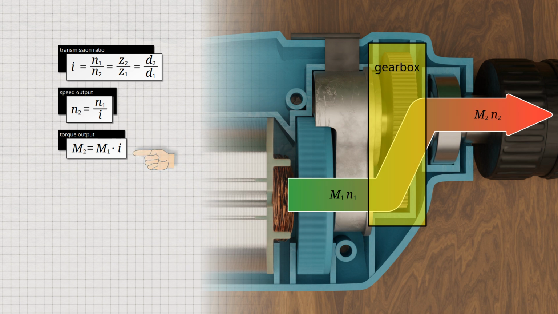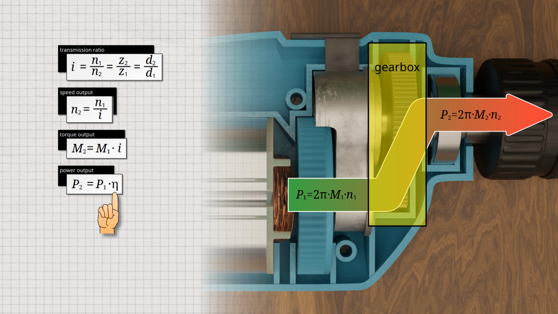The power at the output of the transmission is equal to the power at the input. However, this is only true in an ideal case. In practice, friction causes a loss of power. These power losses are taken into account by means of a transmission efficiency factor. For spur gears, the efficiency is about 95%.